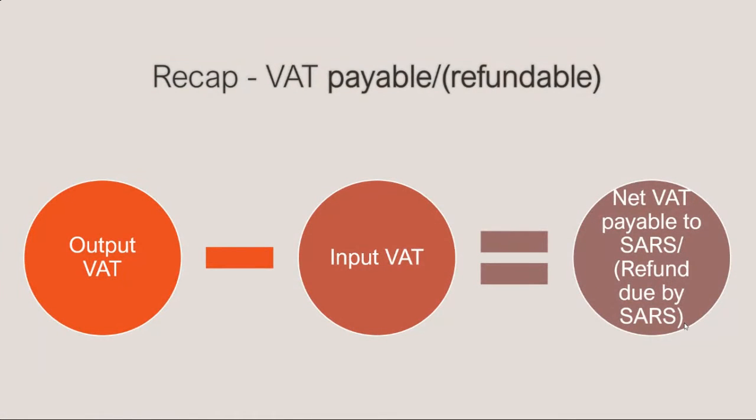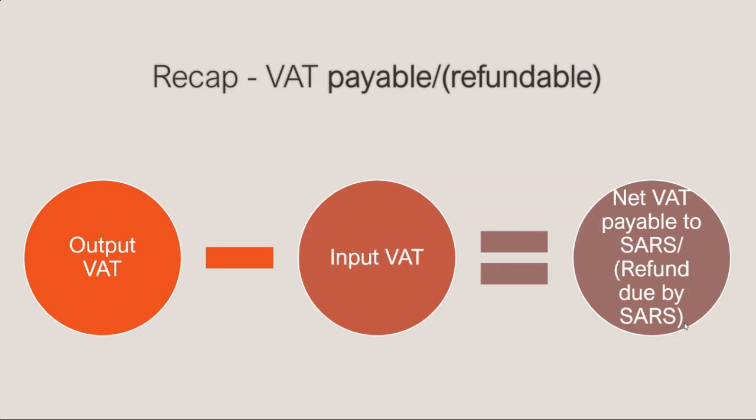Now, when we talk about VAT payable and VAT refundable, that is to work out the net amount that is either being paid over to SARS, so that we call VAT payable. VAT refundable is the net amount SARS will pay me. Now, how do I calculate it? It's the difference between your output VAT less your input VAT.